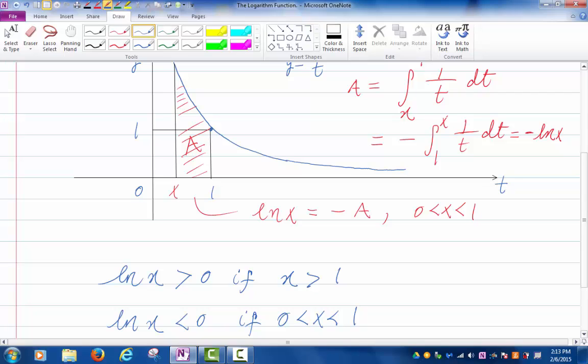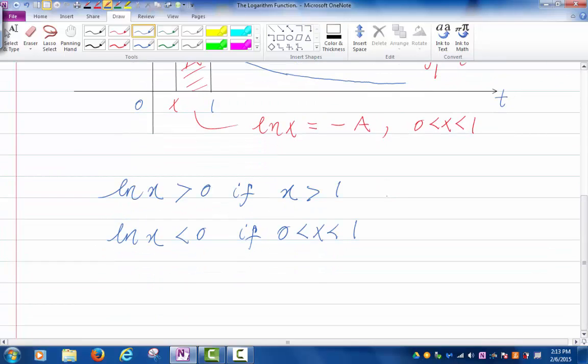What else do I know? What is ln of 1? Ln of 1 is the integral from 1 to 1 of 1 over t dt, and when the upper limit and the lower limit of integration are the same, the integral is what? 0. So that means ln of 1 is 0. Okay? Any questions so far?